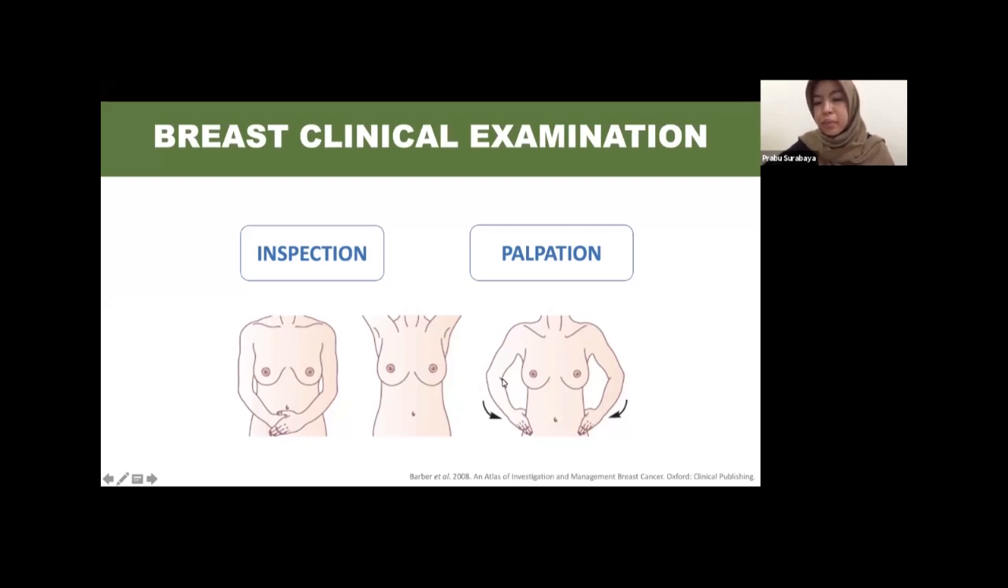When lying down, the breasts are flat and dispersed. Examination can be radial or circular. The important thing is that all breast quadrants, including the areola, must be examined, including the axilla and the infraclavicular and supraclavicular areas.